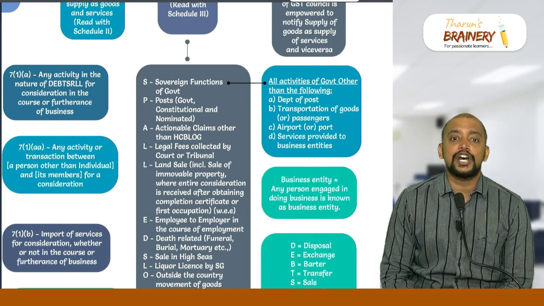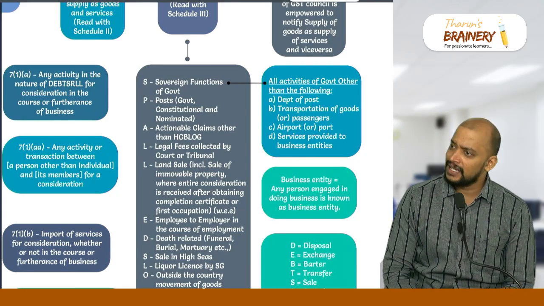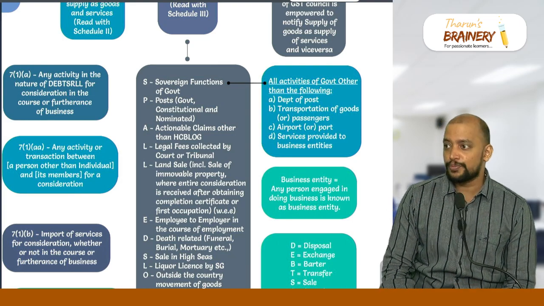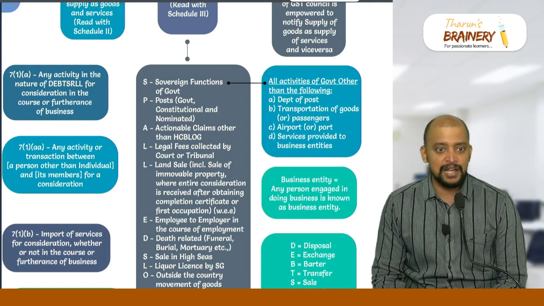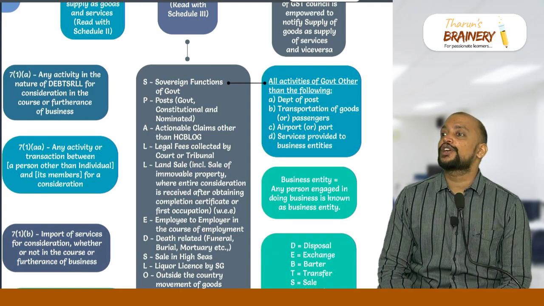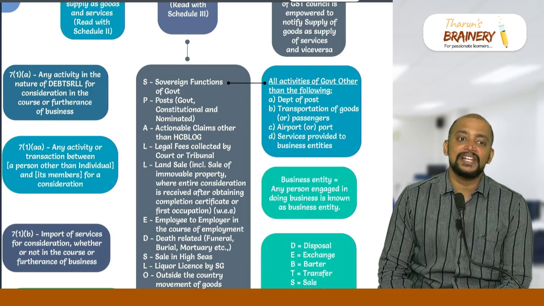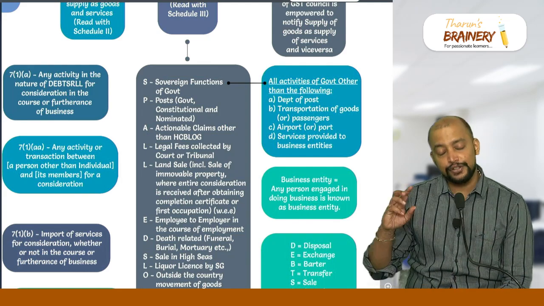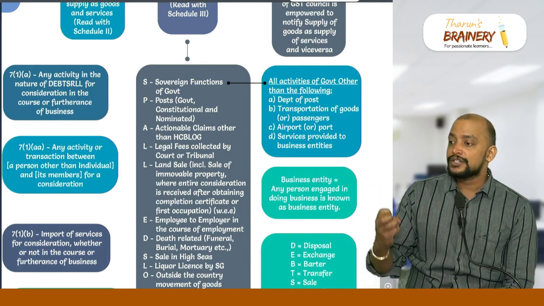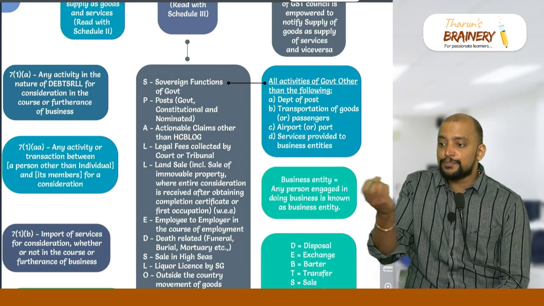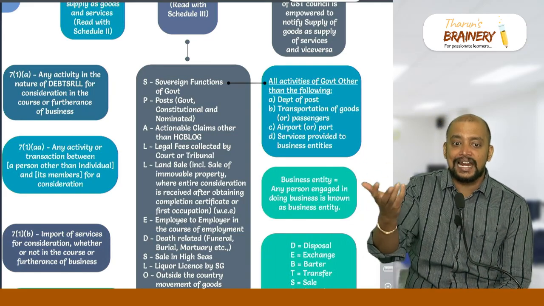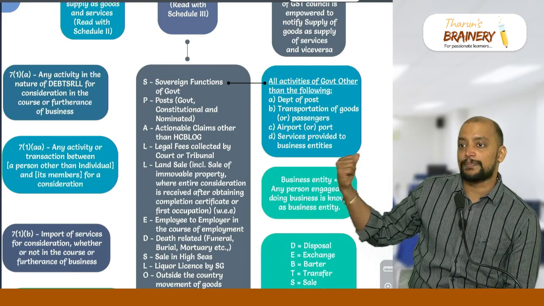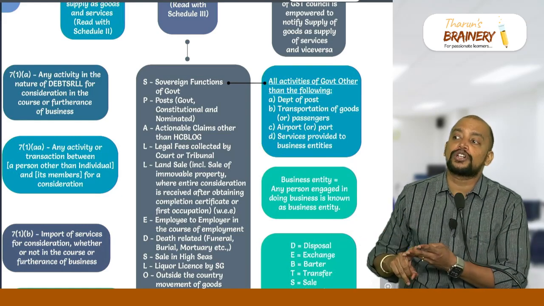Number 3, airport or port. Is airport owned by government? Yes, airport is owned by government, though some airports are being privatized. Port is owned by government, and airport is under Airport Authority of India, which is under Ministry of Civil Aviation. Port is under Port Trust of India, which is under Ministry of Shipping. So these 2 are covered under government. Whenever they allow the airport and port to be used by the shipping companies and the airlines, they collect some rental. That rental which is collected will be coming under supply. That is services provided by port or airport.